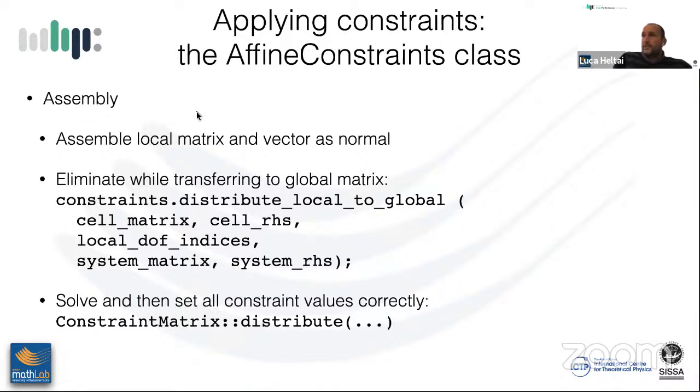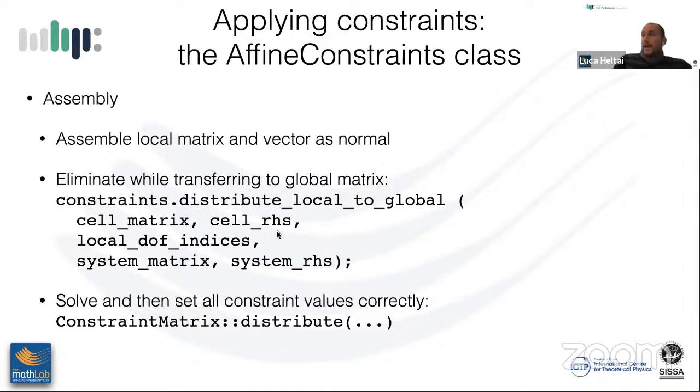Well, you basically do the same thing as you were doing before with local matrix and local vectors, but instead of copying manually those entries from the local matrix to the global matrix, or from the local vector to the global vector, you distribute those, taking into account the constraints, using the function called distribute_local_to_global in the constraint matrix. And you distribute the cell matrix and the cell right-hand side, using local DoF indices, to the system matrix and system right-hand side. This is equivalent to writing the loops that we had in step 6 and step 3 and step 4.